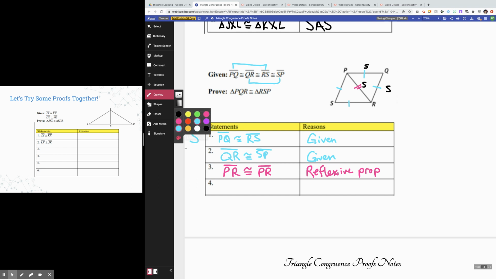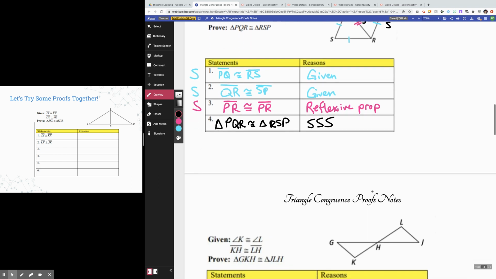Okay, so now I have side, side, side. So I can now say these triangles are congruent. Triangle PQR is congruent to triangle RSP because of side, side, side congruence.